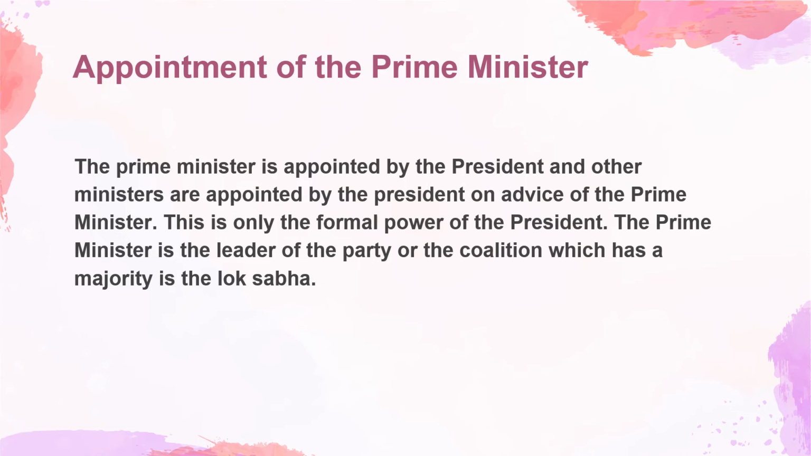Appointment of the Prime Minister. The Prime Minister is appointed by the President and other ministers are appointed by the President on the advice of the Prime Minister. This is only the formal power of the President. The Prime Minister is the leader of the party or the coalition which has got a majority in the Lok Sabha. Coalition means two groups of parties together.